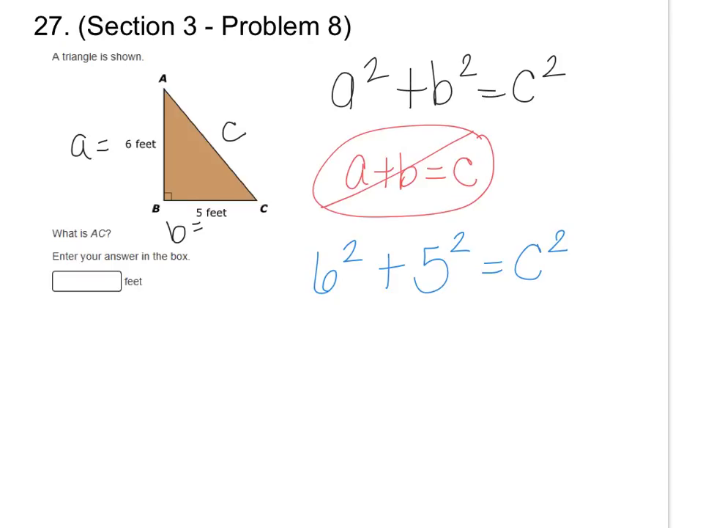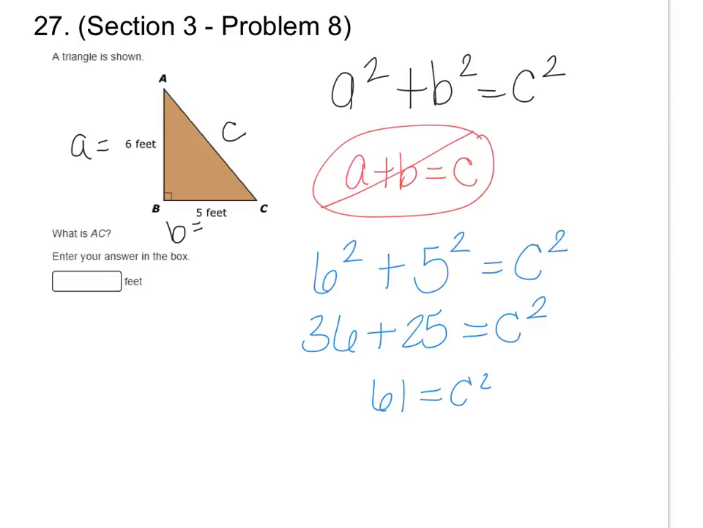So I have to solve for C. So I'm going to simplify. 6 squared is 36, and then 5 squared is 25, and that's going to be equal to C squared. So when I add 36 and 25, I get 61 is equal to C squared.